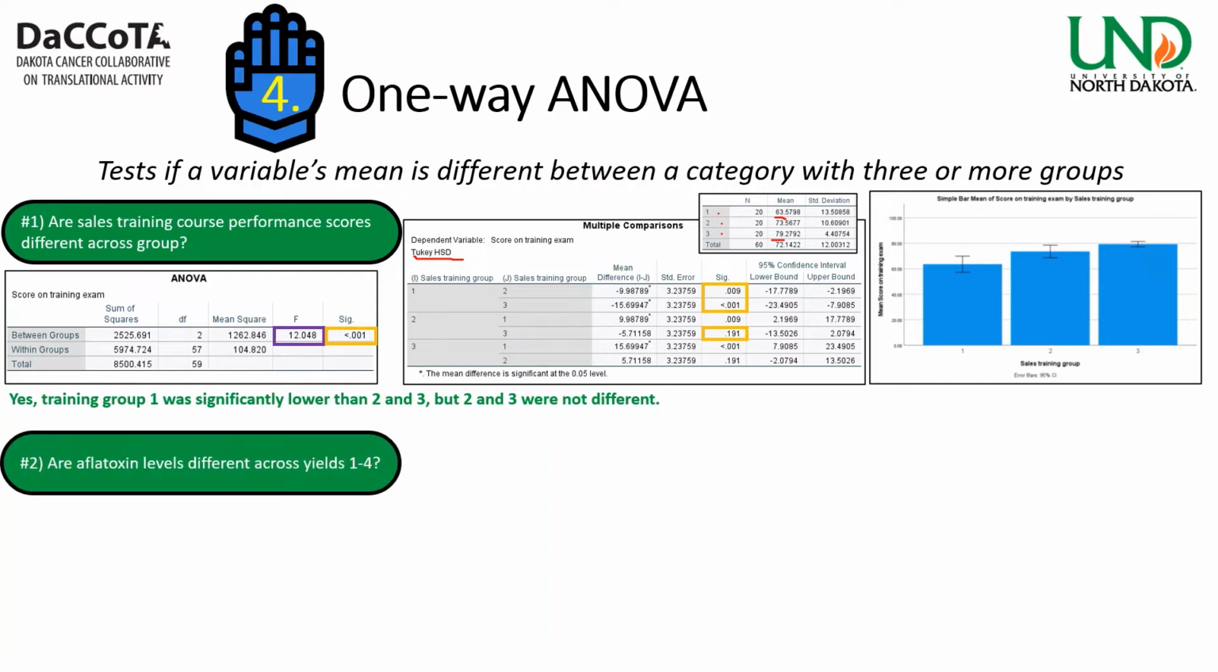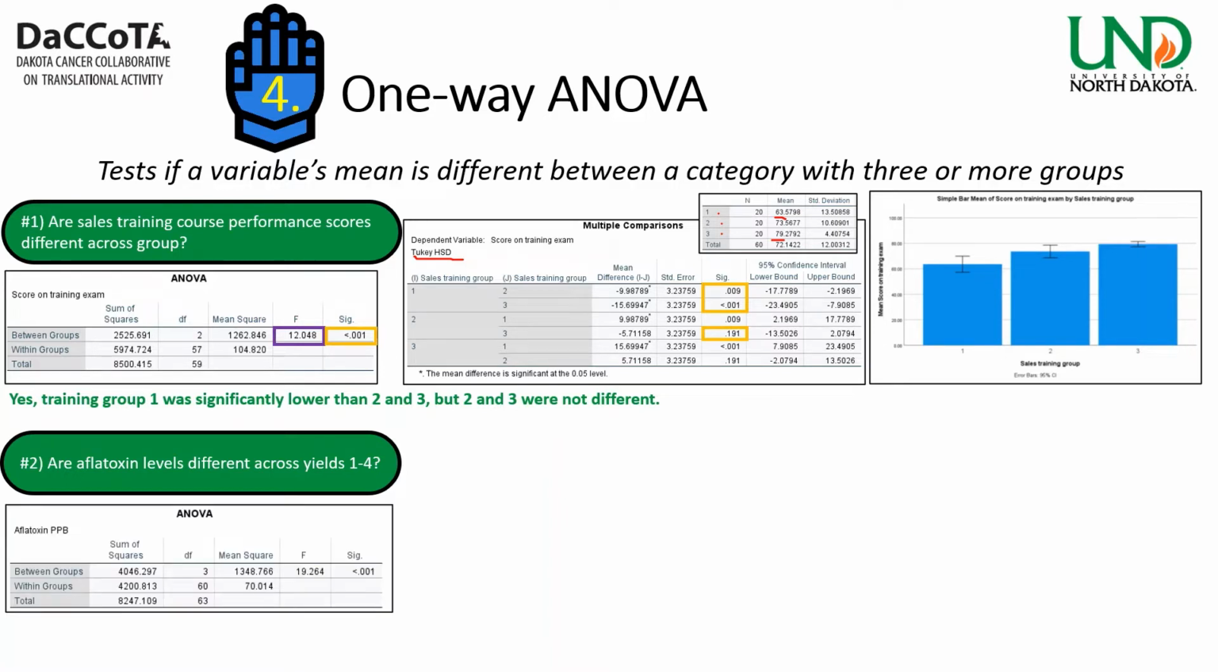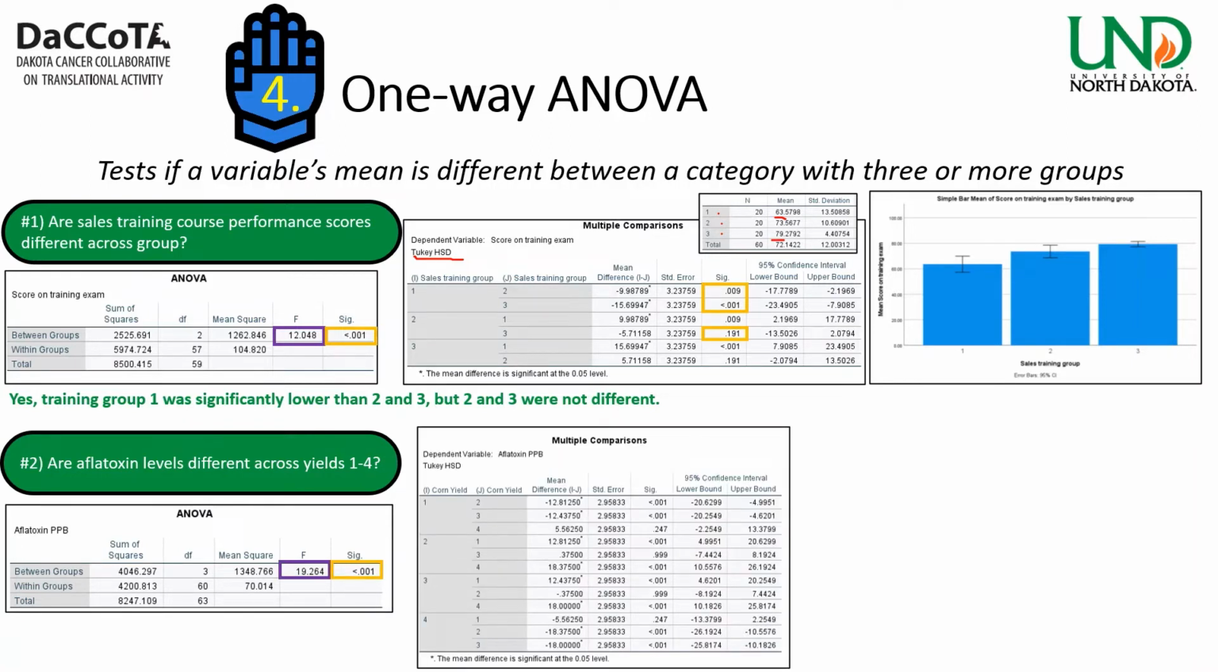Okay, turning to a crop example, is our aflatoxin level different across yields 1 through 4? So I selected just yields 1 through 4. The F value is significant, so let's do some post hoc multiple comparisons. This is a little more complicated. Of course, every time you add another group, the comparisons get more unwieldy, so just beware.